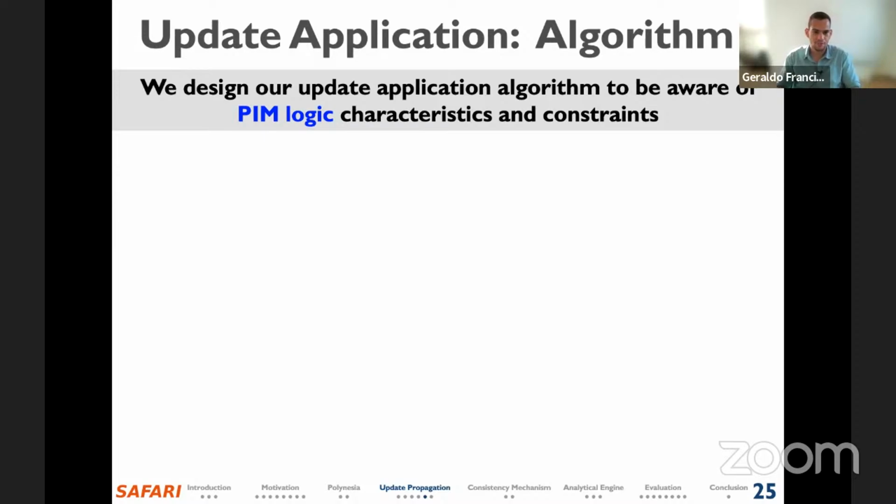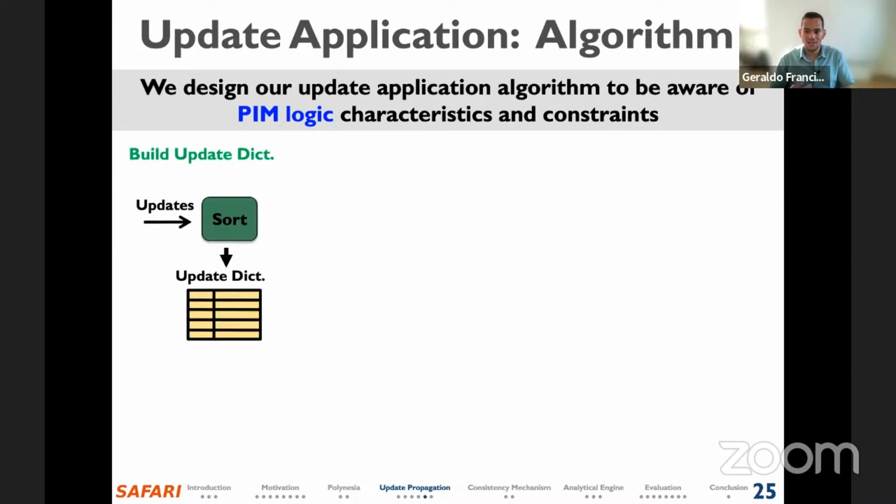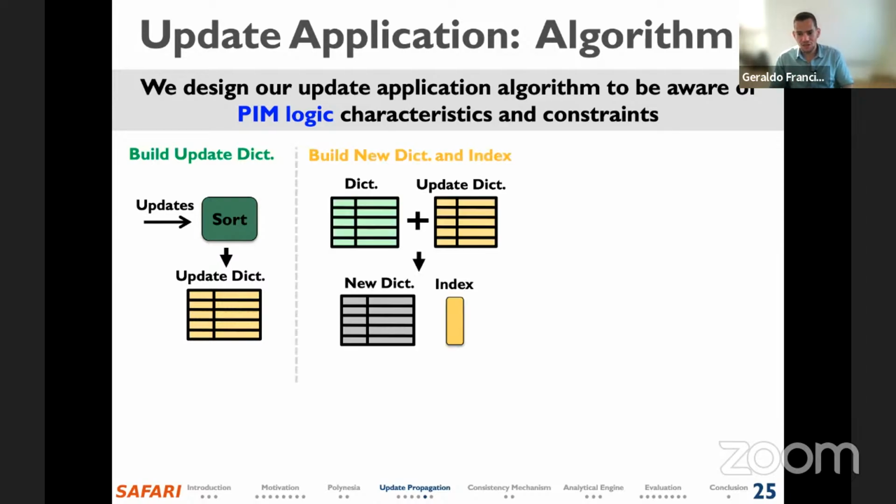and constraints. Our algorithm initially builds a sorted dictionary for only the updates. Once the dictionary is constructed, we now have two sorted dictionaries, the old dictionary and the updated dictionary. Then we merge those two dictionaries into a single dictionary using a linear scan operation.